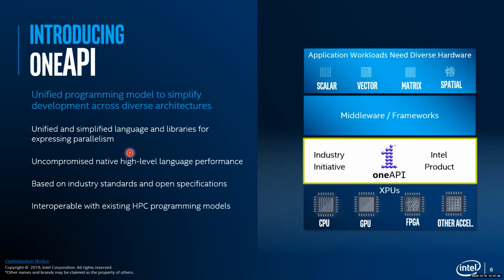And the goal is to deliver a unified language and a set of libraries that provide full native code performance across a range of hardware, different hardware accelerator architectures like the CPUs, GPUs, the FPGAs, AI accelerators, and any other accelerators that may come into existence in future.